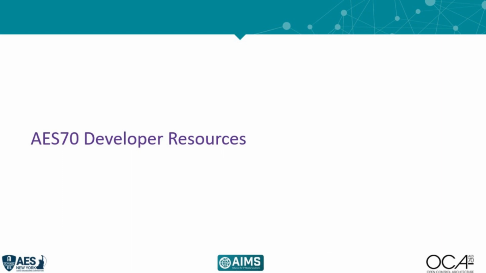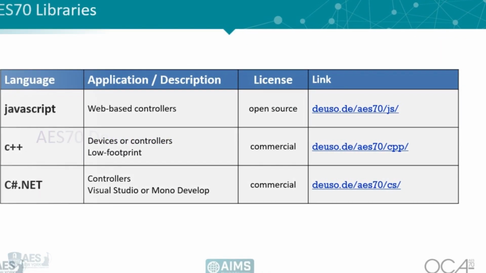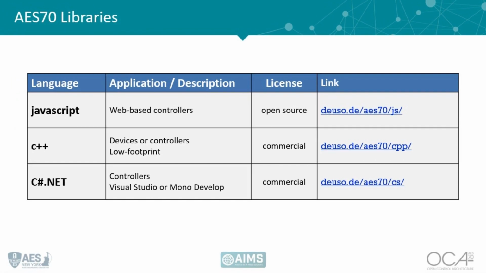Now, developer resources. The number of developer resources is slowly growing, and so here's some stuff. The AES OCA Alliance member company, Doiso, you'll see their name on their website a lot. They specialize in AES70 resources, but these are all available. There are some links here where you can find this stuff, and some links at the end too. There's an open source JavaScript library, so this will allow you to build an AES70 controller inside a web browser.